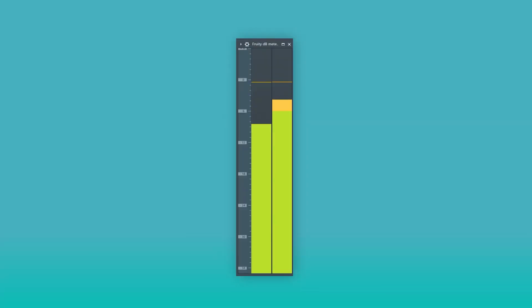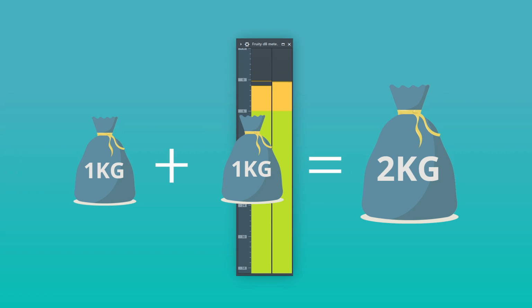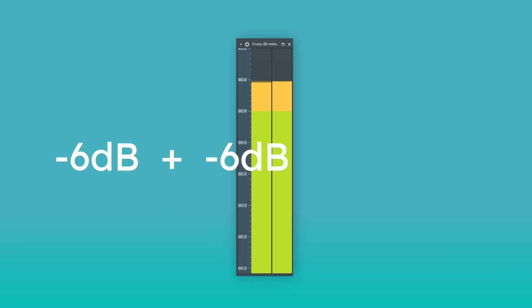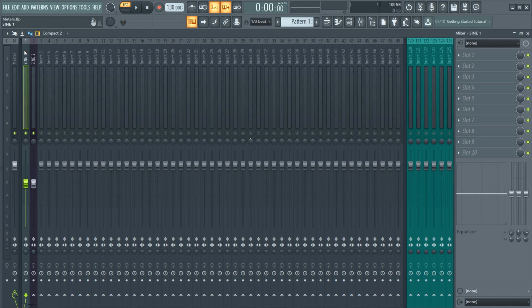And dBs are not linear. What I mean by that, let's say you have 1 kilogram and you add it to another 1 kilogram. You get 2 kilograms obviously, but that's not the same thing with dBs. So if you have negative 6 dB and you add it to another negative 6 dB, you don't get negative 12 dB. And I'll be demonstrating that with the sine wave.